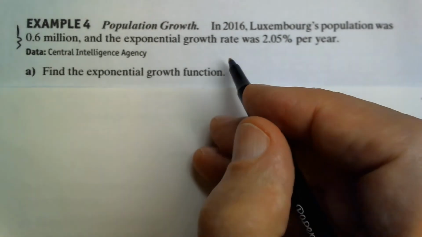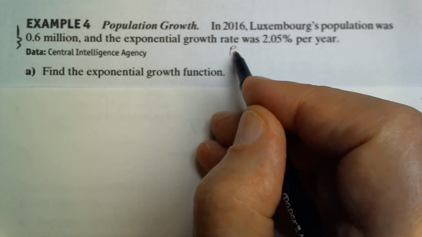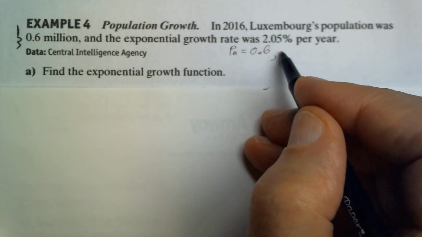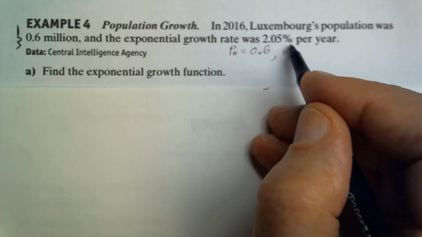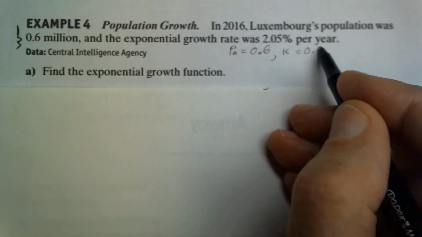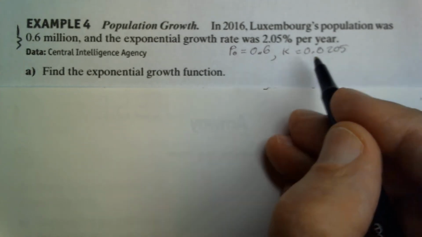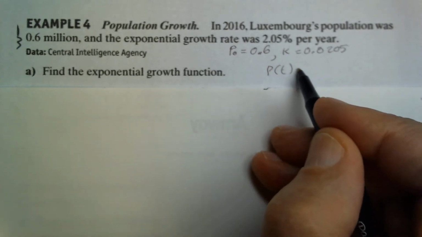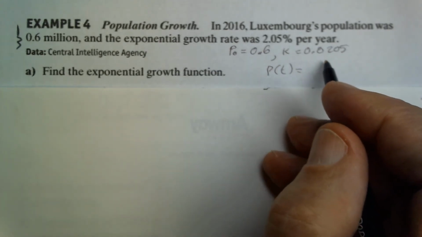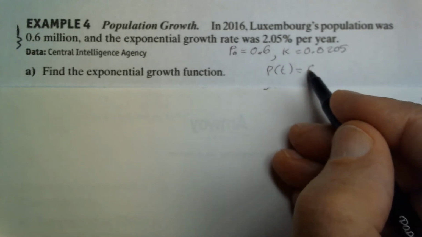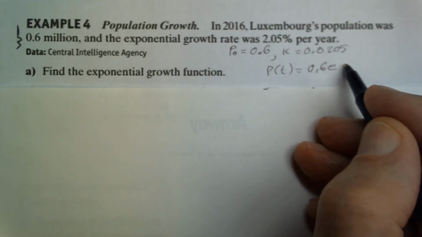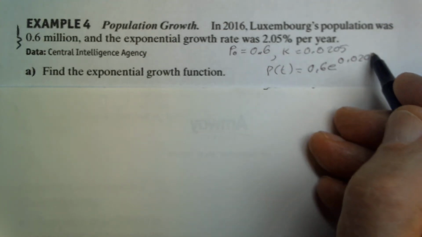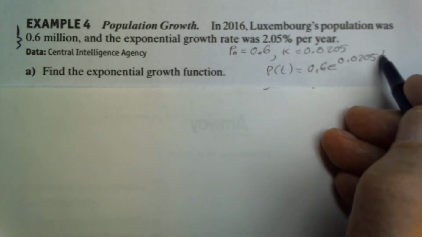So here we have p sub 0, 0.6 million, and the growth rate k, 2.05%, so that's 0.0205. So the exponential growth function P of t is equal to 0.6 e to the 0.0205 t, where t is the number of years.